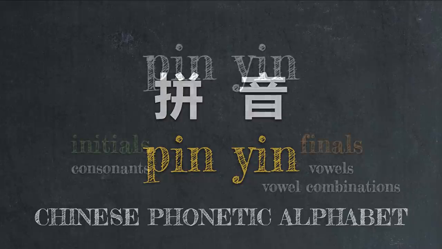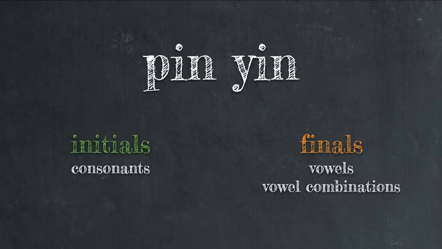Now, like English, the Pinyin alphabet is subdivided into two main parts. First, we have the initials, which are similar to consonant sounds. Then you have finals, which are vowel sounds. And when you put the two together, you form the sound of any given Chinese character.